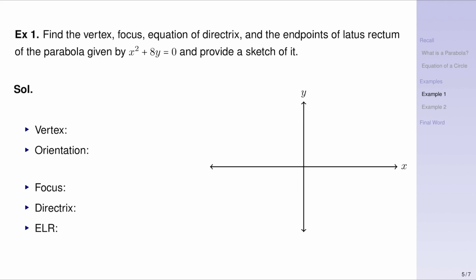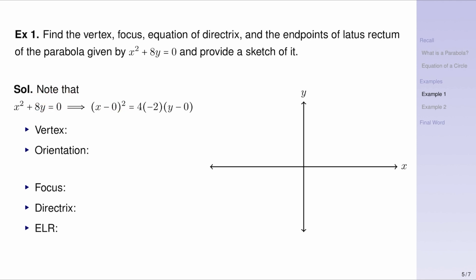First example, our goal is to find the vertex, focus, equation of directrix, and the endpoints of the latus rectum of the parabola given by x squared plus 8y equal to 0 and provide a sketch of it. So as you can see, I already put the things that we need here in an xy plane. So first step is to convert this equation to the one that we know. So take note that x squared plus 8y can be written of this form.